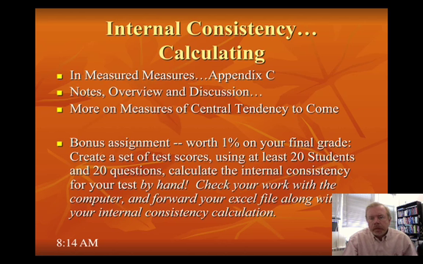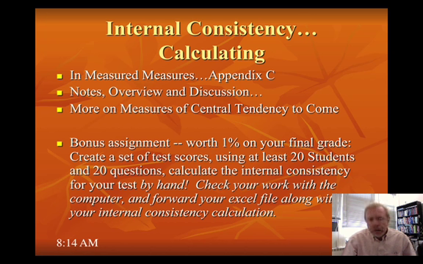So I'm going to give you an opportunity to actually try calculating internal consistency, and it is a laborious task to do by hand, but you can have the opportunity to pick up one extra percentage point on your final grade by electing to do this little extra credit assignment. So here it is, and this is the only place that it will appear. In Measured Measures, in Appendix C, there is a piece that explains how to calculate internal consistency. In other words, how to go ahead and calculate Cronbach's alpha.